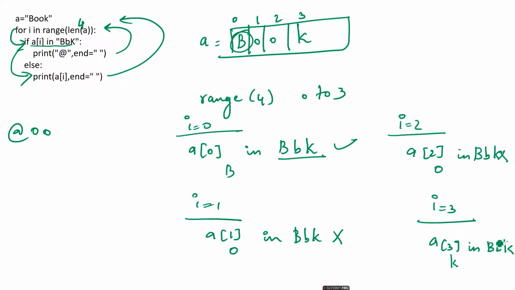If the condition is true, what we have to do? We have to print this statement. If this condition is true, we will print this statement, print @. Again, we will go back to the loop, no more values from the range function. So the output will be @, O, @. So this is the output.